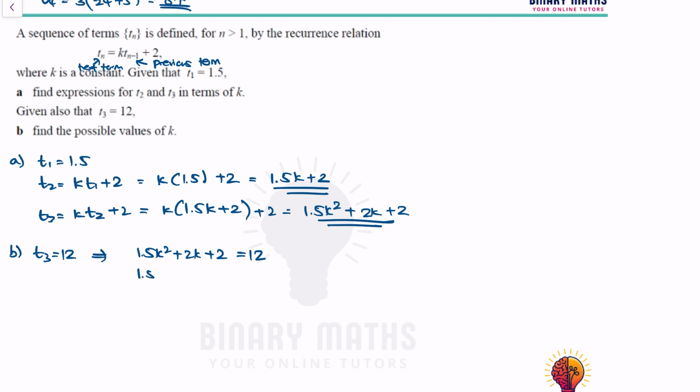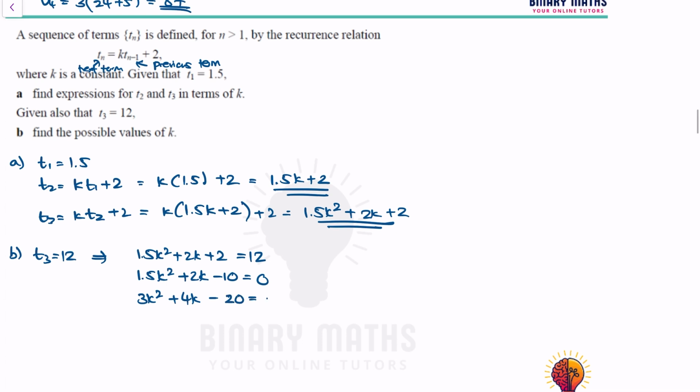Which means if I take everything to the left-hand side, I get 1.5k squared plus 2k, and 2 take away 12 is minus 10. If I double everything because I don't like the decimal, I get 3k squared plus 4k minus 20 equals 0. If I factorize it now, I've got 3k and k. I've got minus 2 here and plus 10 here. Then you get 10k minus 6k, which is positive 4k, which means k is equal to negative 10 over 3, or k is equal to 2.